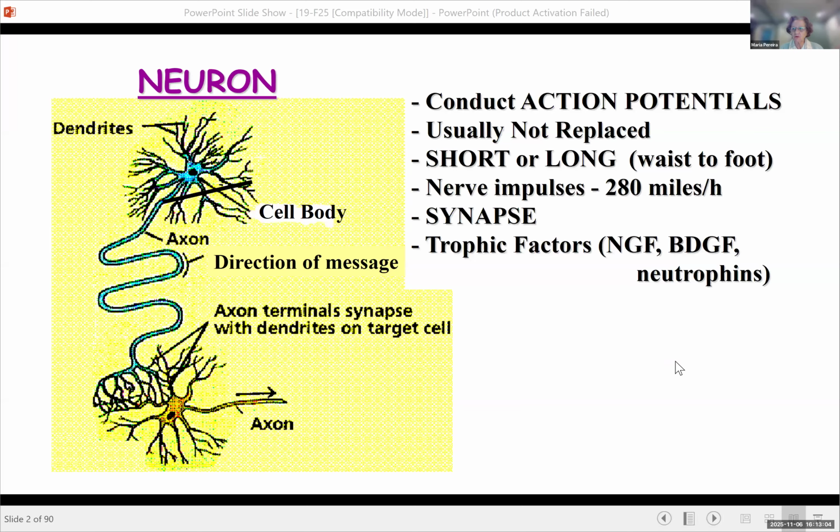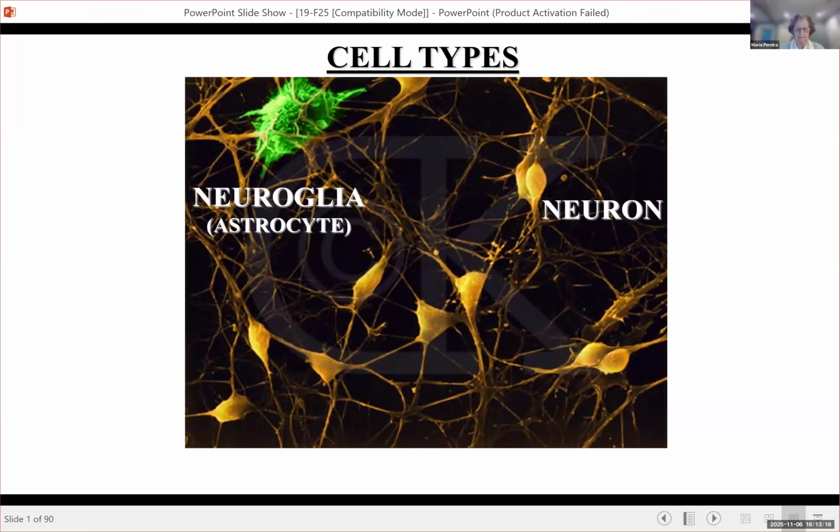Okay, so today what are we going to do? We're going to talk about the cells of the nervous system. So here we have the cells.